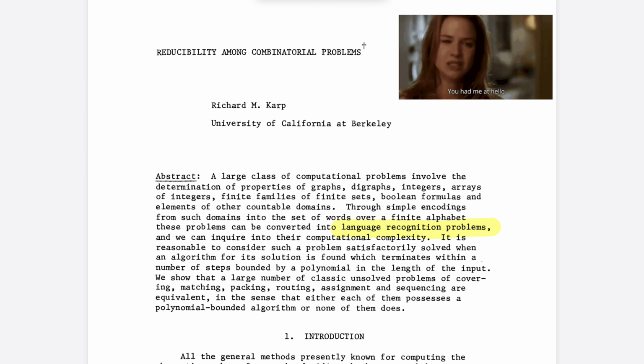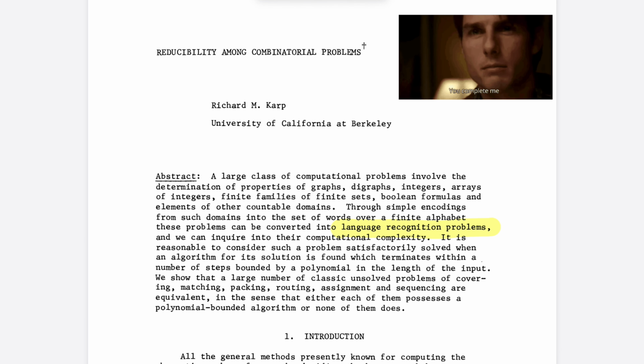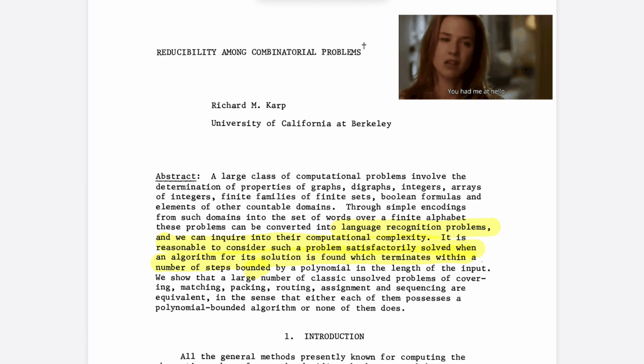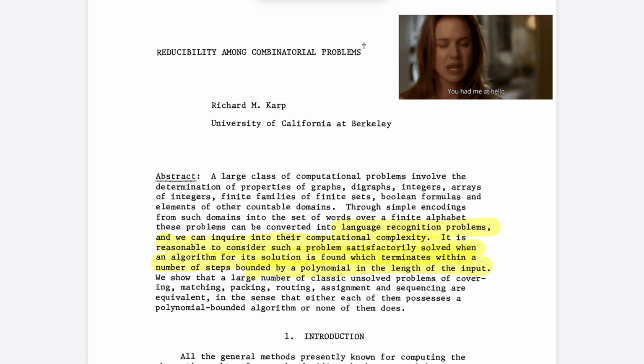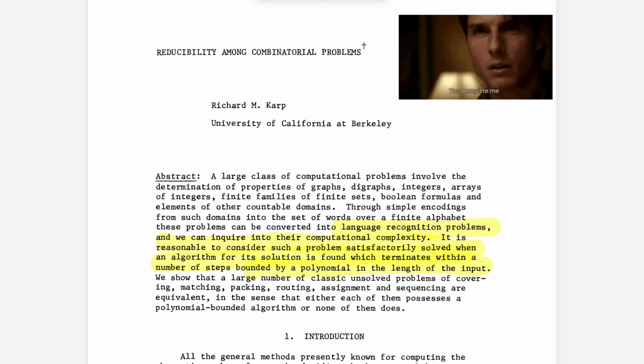So a large class of computational problems involving the determination of properties of graphs, language recognition problems, some kind of search problem. And it's reasonable to consider such a problem satisfactory when it's solved within a number of steps polynomial in the size of the input. This is so old that even this was slightly debatable. But then look at this last sentence: we show that a large number of classical unsolved problems in matching, packing, routing, assignment, sequencing are equivalent in the sense that either each of them possess a polynomial bounded algorithm or none of them do.